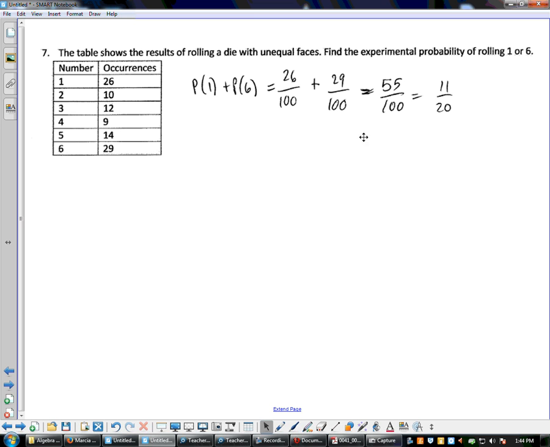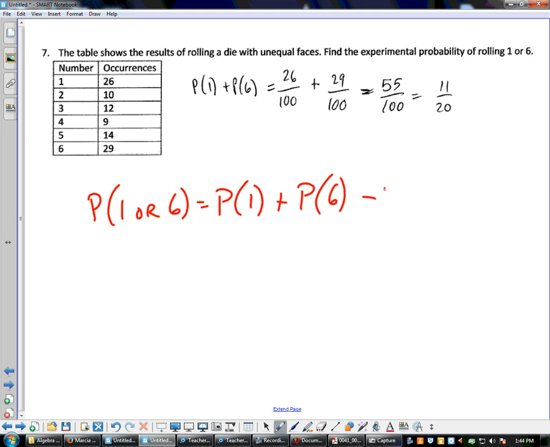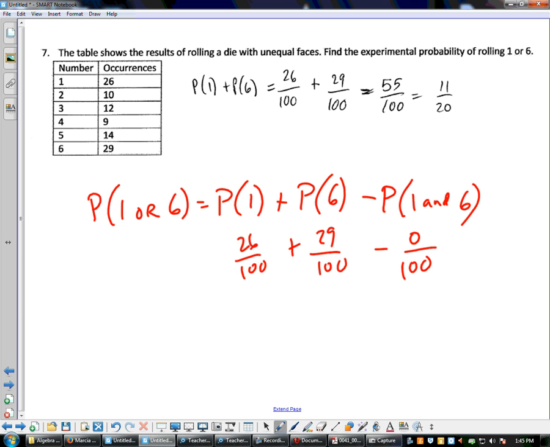So we add those two together, and the probability of rolling a 1 or a 6 is going to be 55 over 100. Now, the question you might ask is, if we're doing an or situation, rolling a 1 or a 6, shouldn't we be subtracting something? Well, sure, we could. We could say the probability of rolling a 1 or a 6 is the probability of rolling a 1 plus the probability of rolling a 6 minus the probability of rolling a 1 and a 6. Well, can we roll a 1 and a 6 on one roll of the dice? No, only one number is possible, not two different numbers. So that's why really we would get 26 over 100 plus 29 over 100 minus 0 over 100, because it's impossible to roll one die and get it to be a 1 and a 6. We're still going to end up with 55 over 100, which is 11/20.